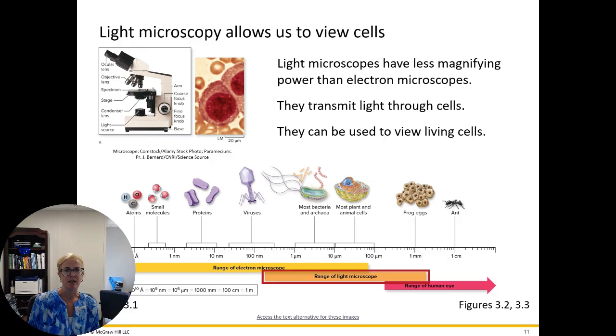So they work by transmitting light through cells. So again, you can use them for actually looking at living cells. And if you do an onion root tip mount, we may do that lab at some point in time, you can actually see cell division actively happening during the viewing process because those cells do not have to be killed for that to occur.